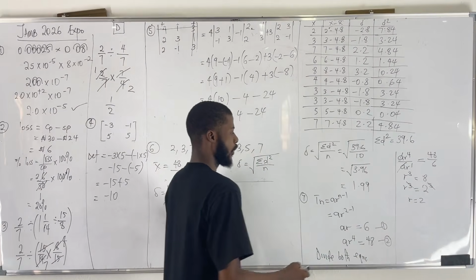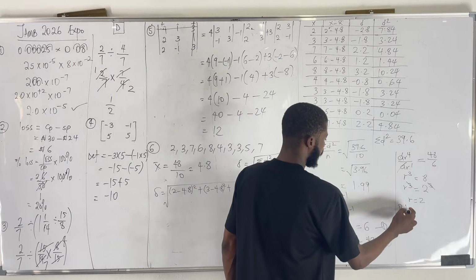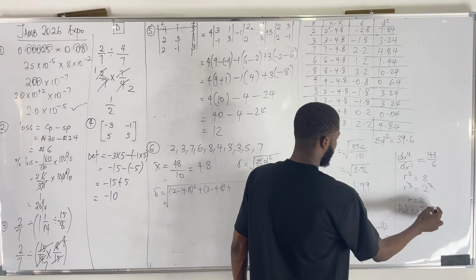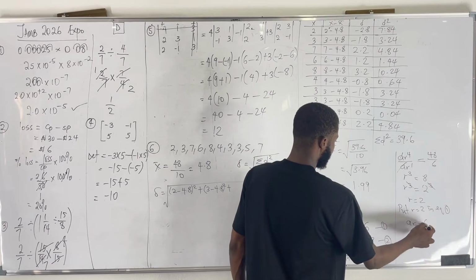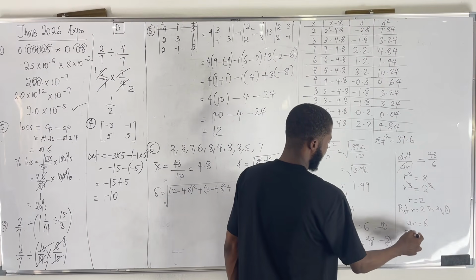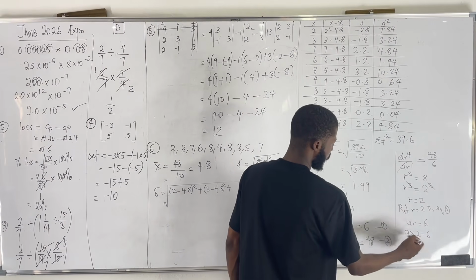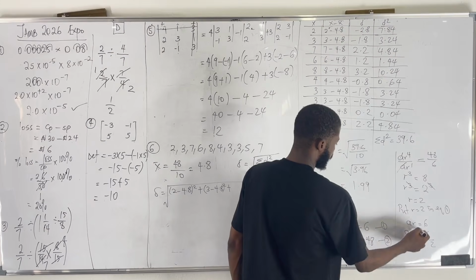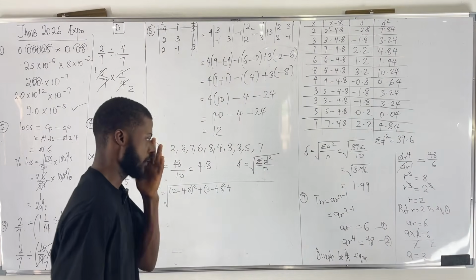And the next thing we do is put this back into any of the equations. So I'll say put r equal to 2 in equation 1. So equation 1 is ar equal to 6. So this will be a times r, which is now 2, equal to 6. So to get your a, divide both sides by 2. So this means a is equal to 3.